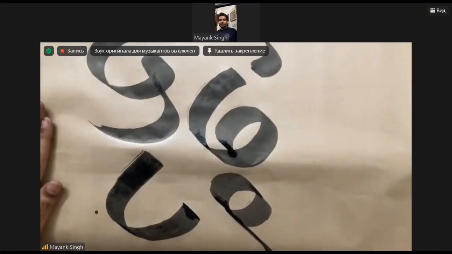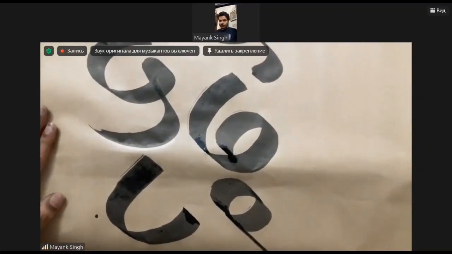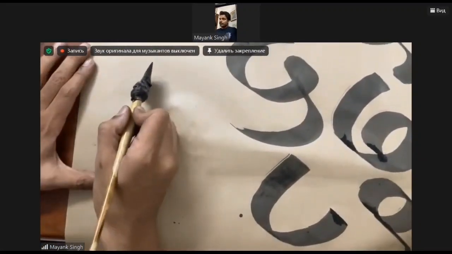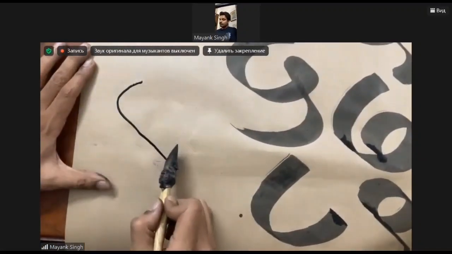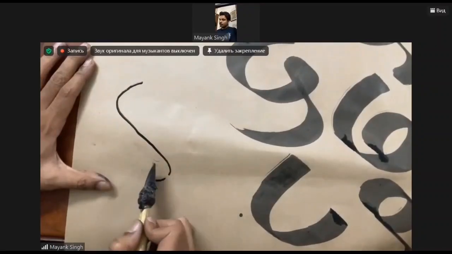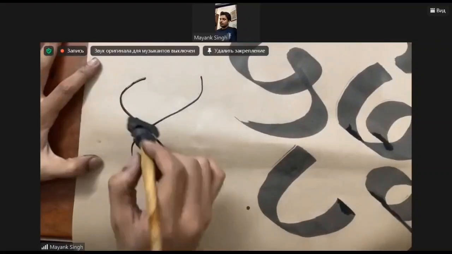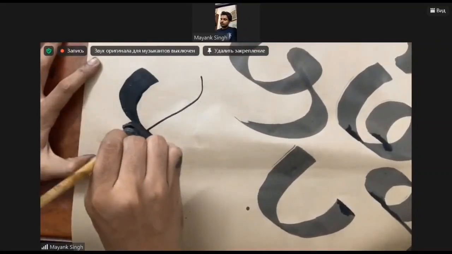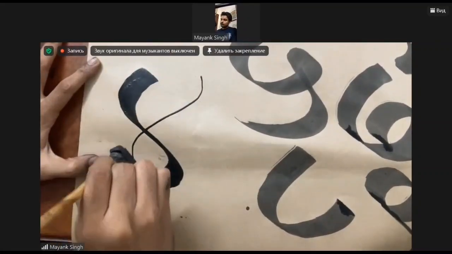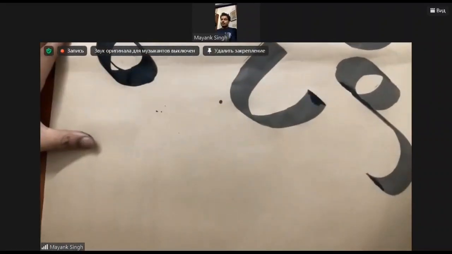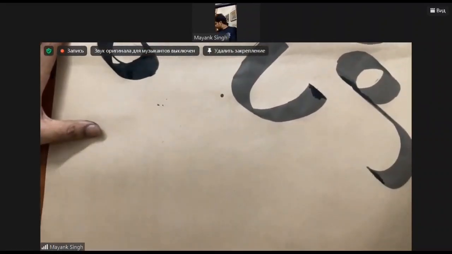You can refer to it. Yeah, 4, once more. Okay. 4 is like this. First stroke, second stroke. You can also make good variations in this.